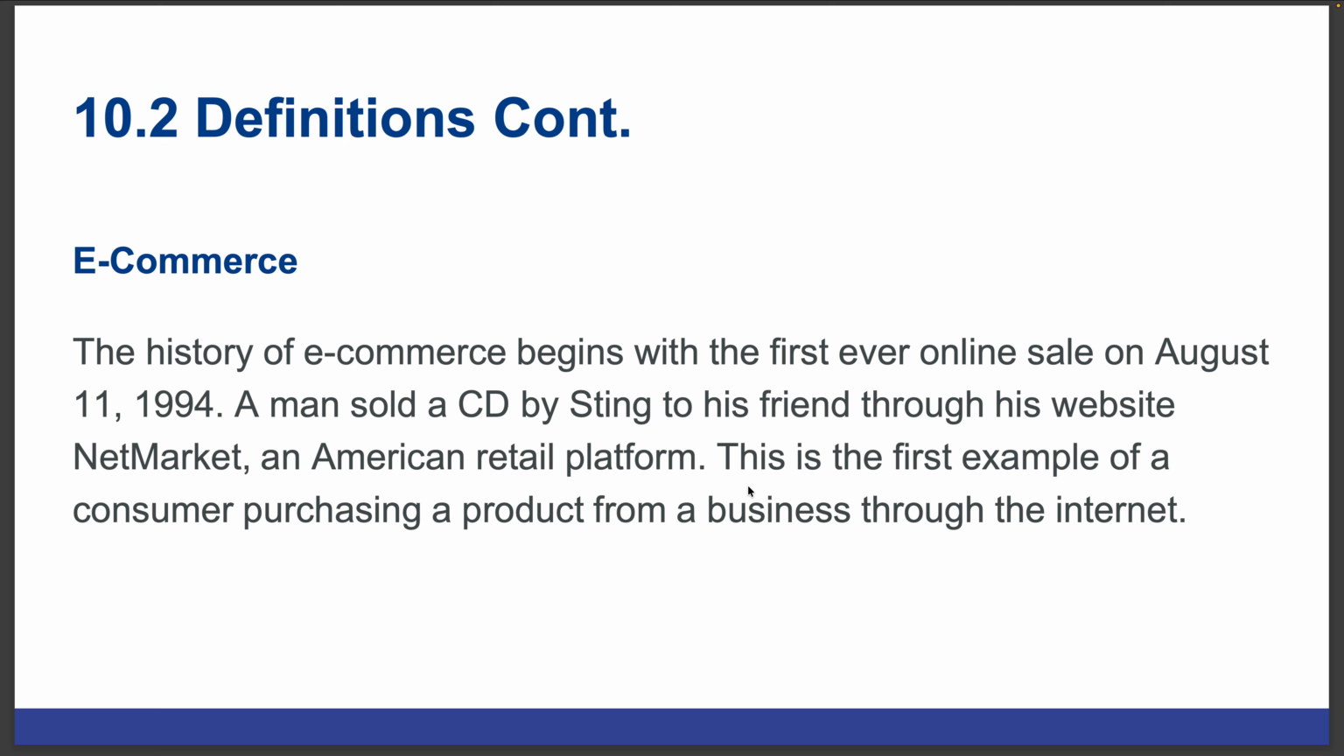So what is e-commerce in particular? E-commerce is the electronic platform used for undertaking the commercial activity for the business. E-commerce began with the first ever sale on August 11, 1994, wherein a man sold a CD by Sting to his friend through his website Netmarket. And this is the first example of a consumer purchasing a product from a business through the internet.